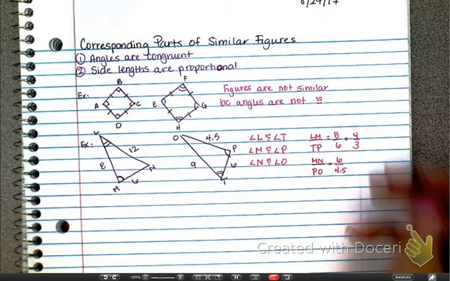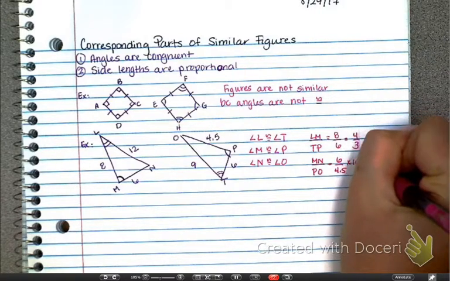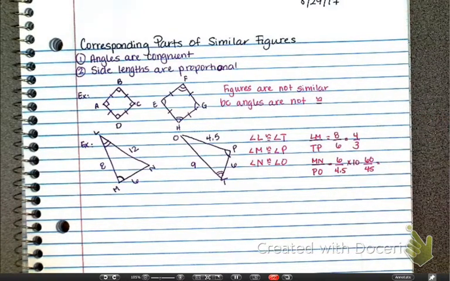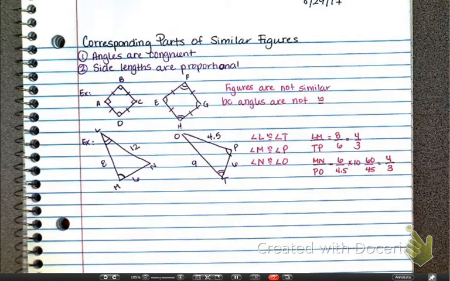Multiply by 10. So that's giving me 60 over 45. What number goes into 60 and 45? It's going to be 4 over 3. 15 goes into both. 15 goes into 60 4 times. 15 goes into 45 3 times.